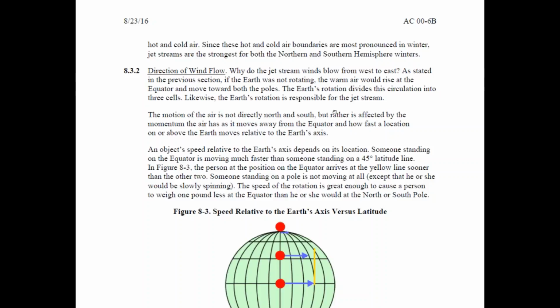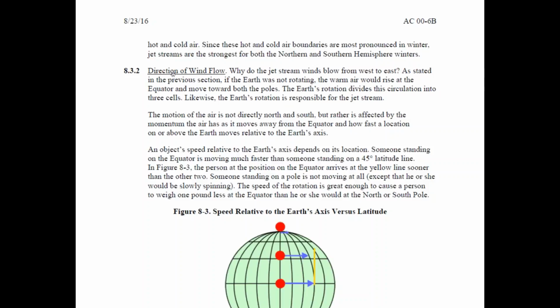Why do the jet stream winds blow from west to east? As stated in the previous section, if the Earth was not rotating, the warm air would rise at the equator and move toward both the poles. The Earth's rotation divides the circulation into 3 cells. Likewise, the Earth's rotation is responsible for the jet stream.